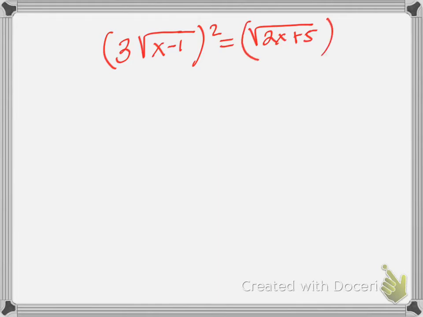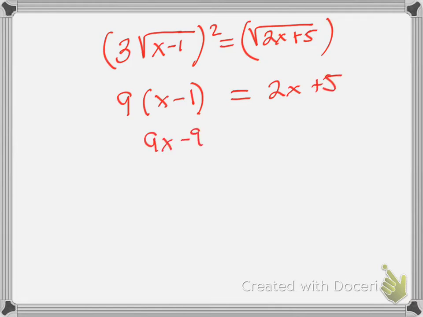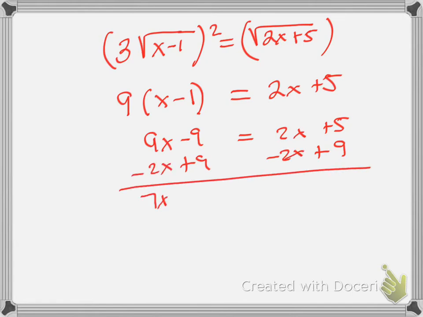Now, when I square it, notice the 3 squares to 9, and then I'm left with x minus 1. Then it gets distributed in, and this is a 2x plus 5. So then I get 9x minus 9 equals 2x plus 5. Add 9, subtract 2x. I get 7x equals 14, divide by 7. x is equal to 2.